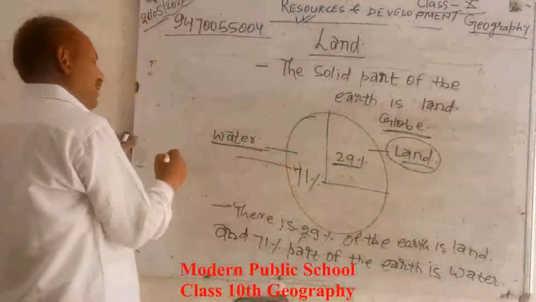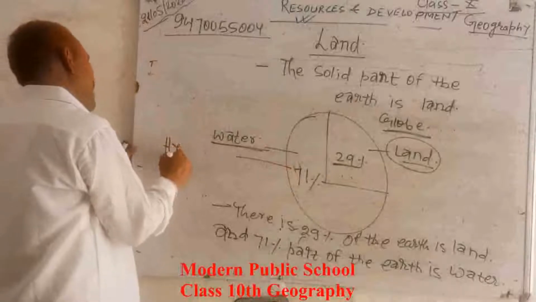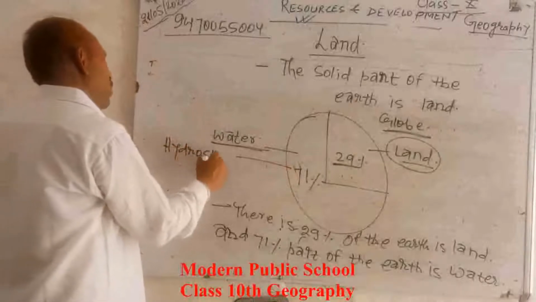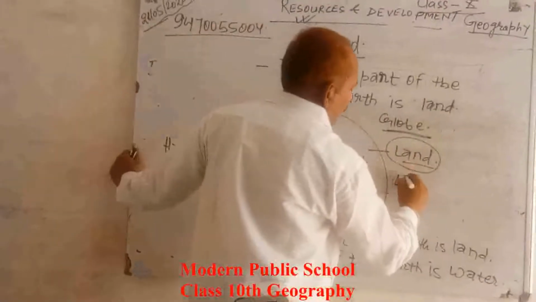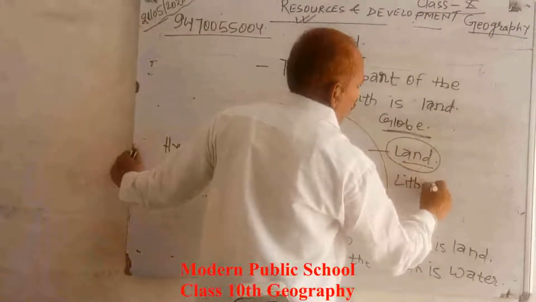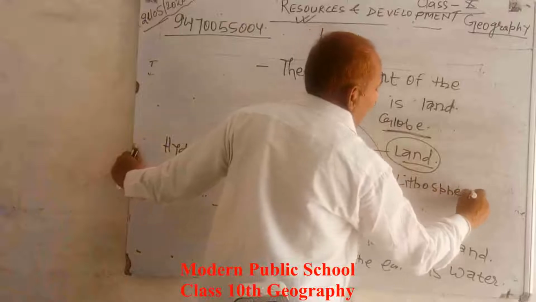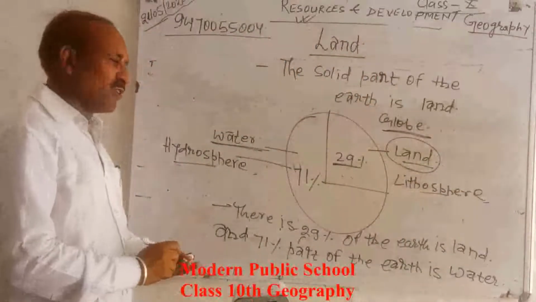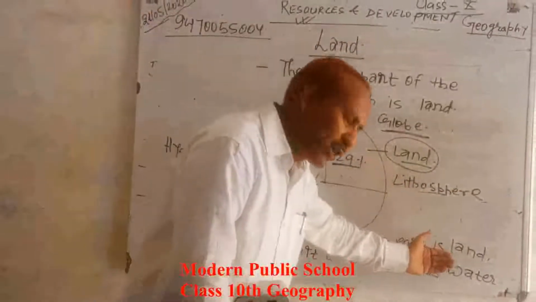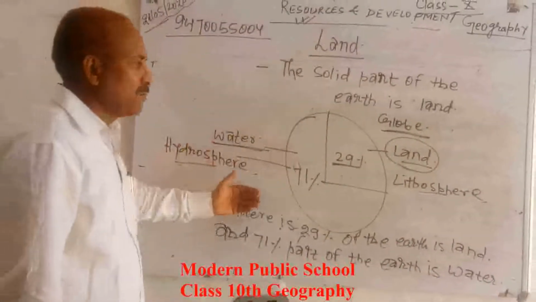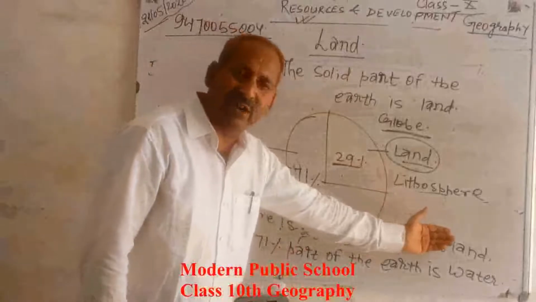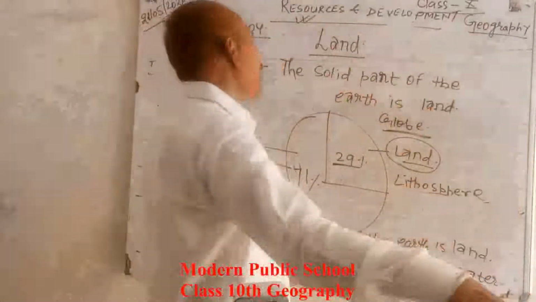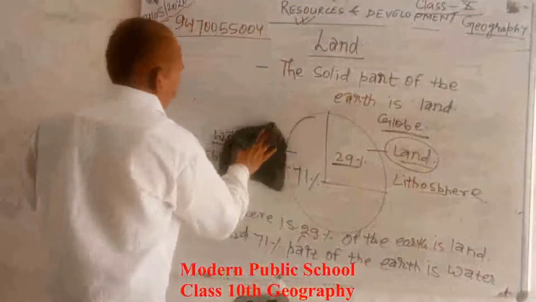इस पार्ट को, वाटर वाले पार्ट को हम हाइड्रोस्फीयर बोलते हैं. हाइड्रोस्फीयर. ओके, एंड नाउ लैंड वाले पार्ट्स को हम लिथोस्फीयर बोलते हैं. Okay, there are the two important parts on the earth, land yani lithosphere and water, hydrosphere. And we learned about the land, 29% of the earth.